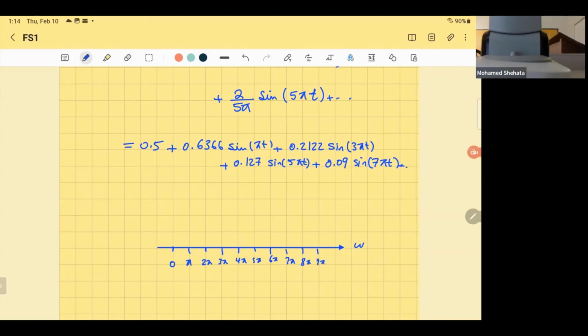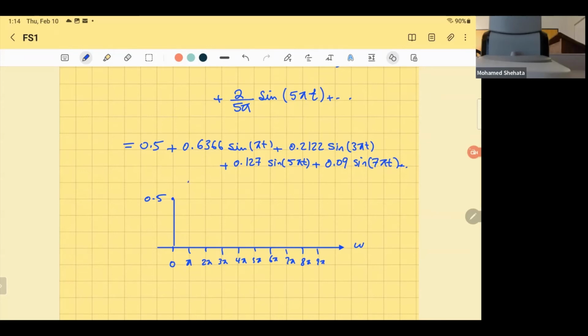Then you go for 0. What is the amplitude of 0? Half, 0.5. So you choose your scale. I will say that's 0.5. So you will make a straight line at 0, and the value here is equal to 0.5. What about the fundamental component? You have it here, 0.6366. It will be a little bit more than the average, right?